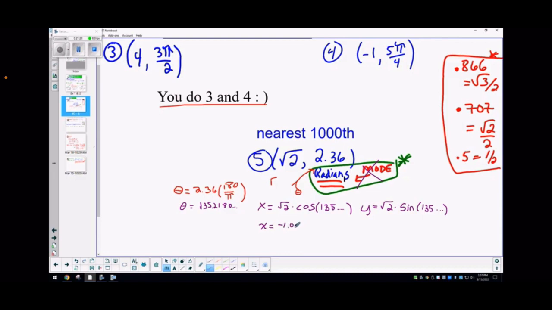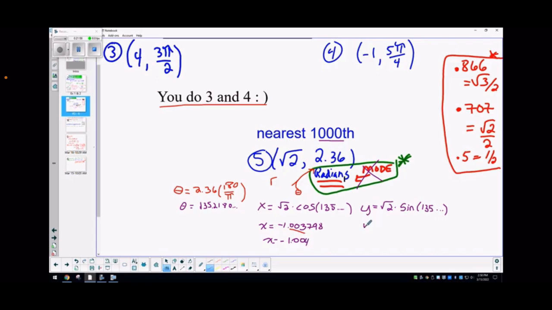And remember to always show me the decimals before you round for your final answer, just in case you make a little error. Okay, so this one I want you to round to the nearest thousandth. So that's 3 decimal places, right? So x would equal negative 1.004.